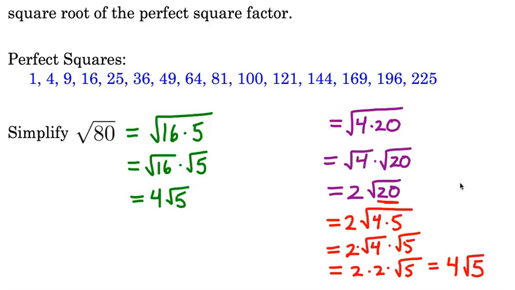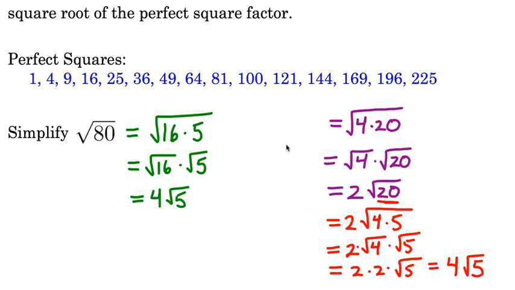Now notice the answers are the same. That is a nice result because that means that we don't have to get the largest perfect square factor right away. We could start with a perfect square factor that is smaller. We would just have to repeat the process maybe once, maybe twice, maybe 3 times in a certain situation in order to get the most simplified answer possible.